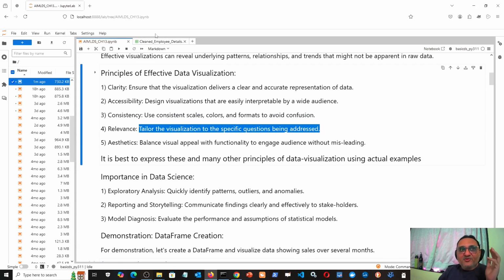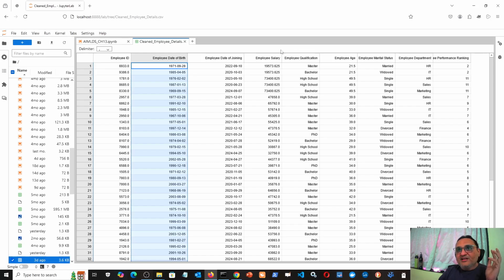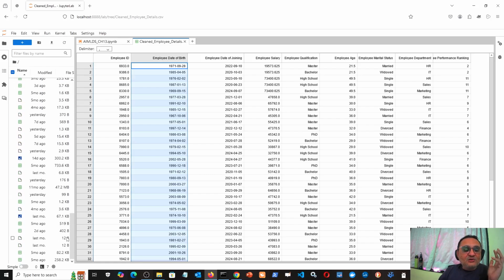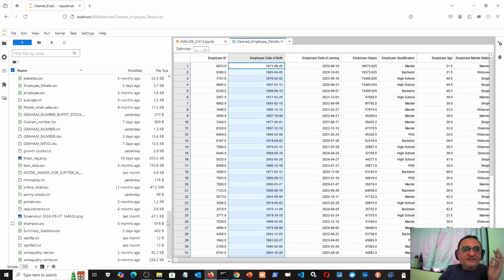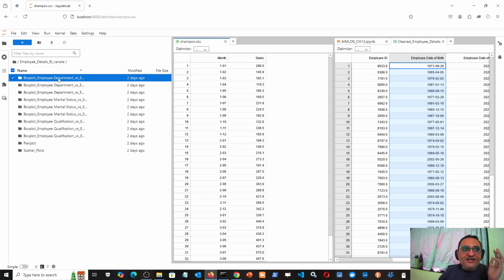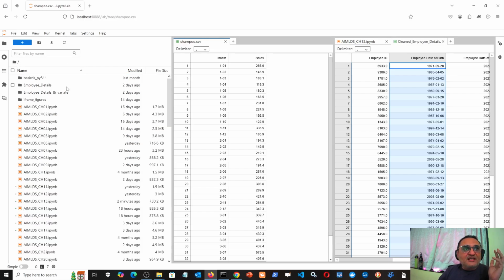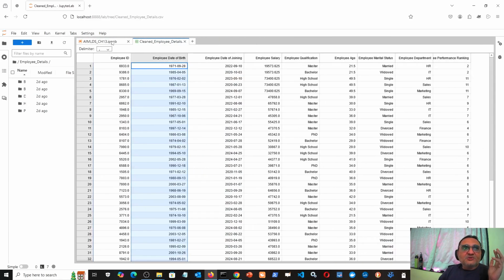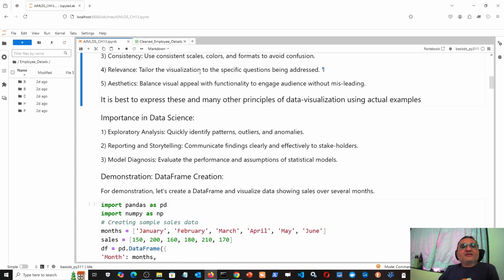So relevance is also important. If you remember, when we handled this data frame for univariate and bivariate analysis, we had created several charts over here. Okay, and a whole separate folder was created, and our charts were saved in that separate folder. This employee details, bivariate, and all that. But there were so many charts initially, and then we deleted most of them, and we kept only those which are absolutely necessary, and there is no repetition. So visualization should be relevant, okay, and a limited number of absolutely needed graphs and plots should be taken.